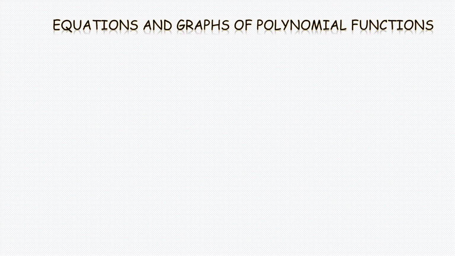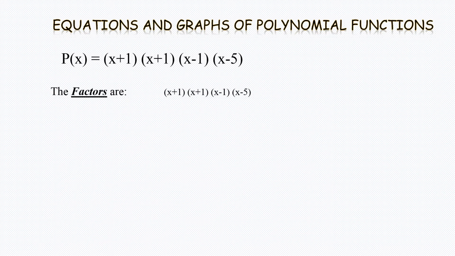Now, let's have the last example on how to sketch the graph of polynomial function. So, at this time, we will sketch the graph of the polynomial function P of x is equal to x plus 1 times the quantity x plus 1 times the quantity x minus 1 times the quantity x minus 5. So, first is to get the factors. Since yung ating given polynomial functions ay naka-factor na din, kukopyahin na lang natin yung mga factors, kaya naging ganyan.